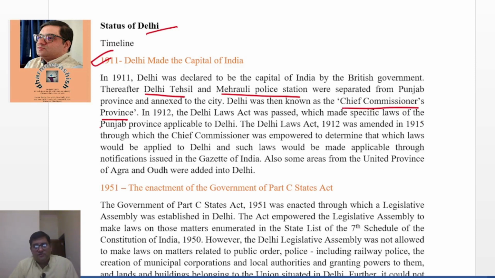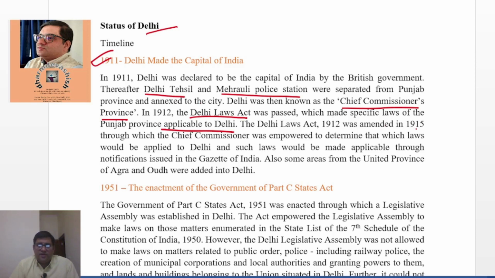Now, in the year 1912, the Delhi Laws Act was passed. A piece of legislation was passed in the legislature, the Delhi Laws Act, in the year 1912. And why was this passed? This was passed to make it possible to apply, to be more precise, the provincial legislations which were being implemented in the province of Punjab to Delhi. This was the basic reason for passing the Delhi Laws Act in the year 1912, and it made specific laws of Punjab province applicable to Delhi.